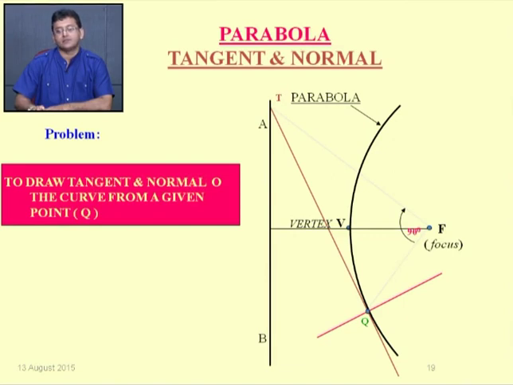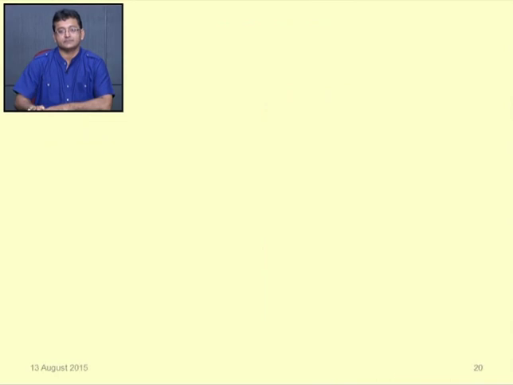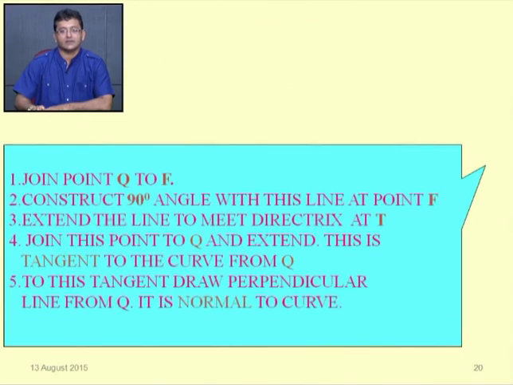Given the name TT and NN. TT is tangent to the curve and NN is normal. So this is a procedure to draw a tangent to the parabola.